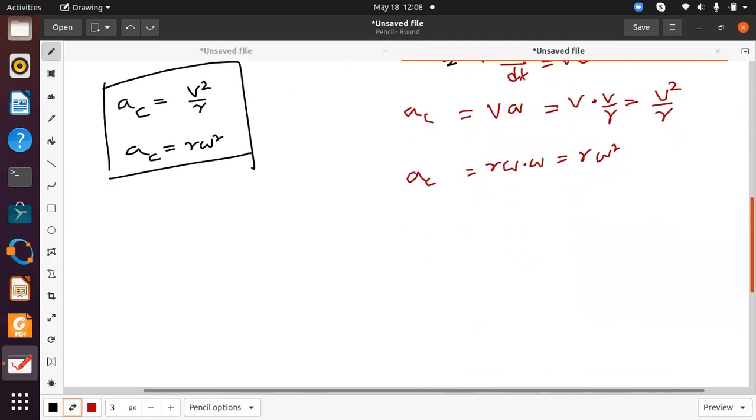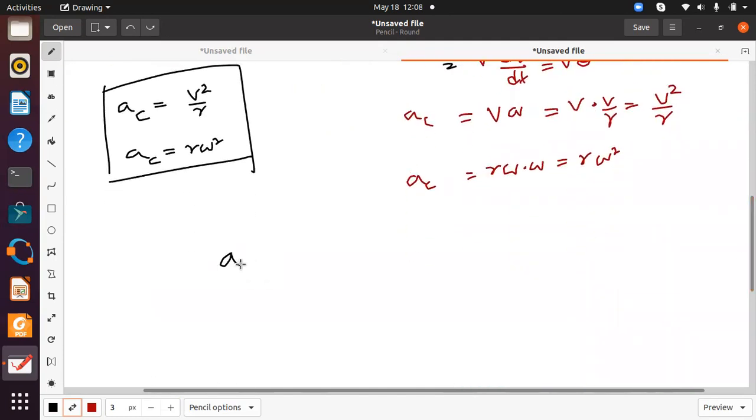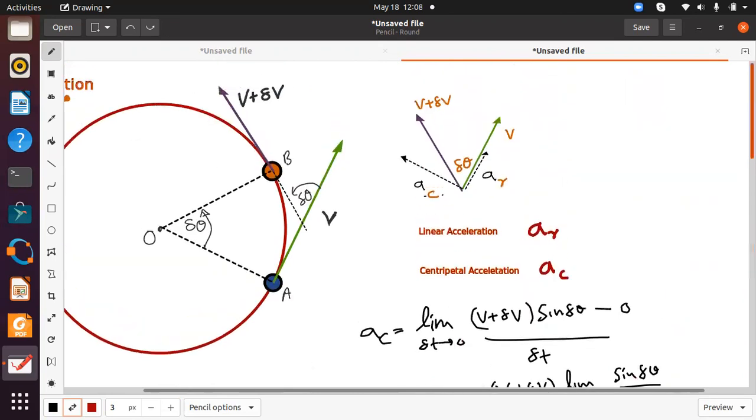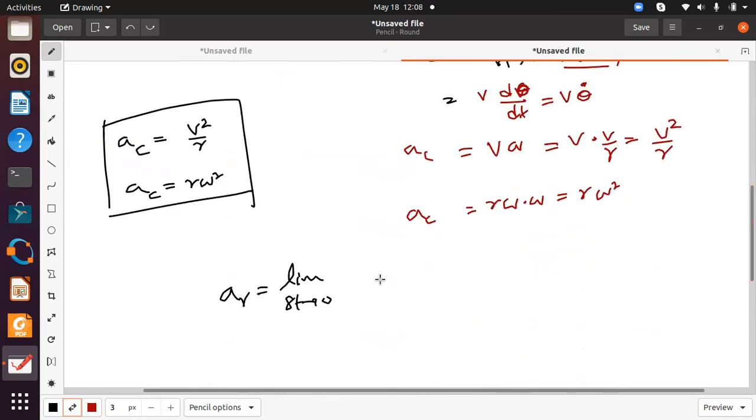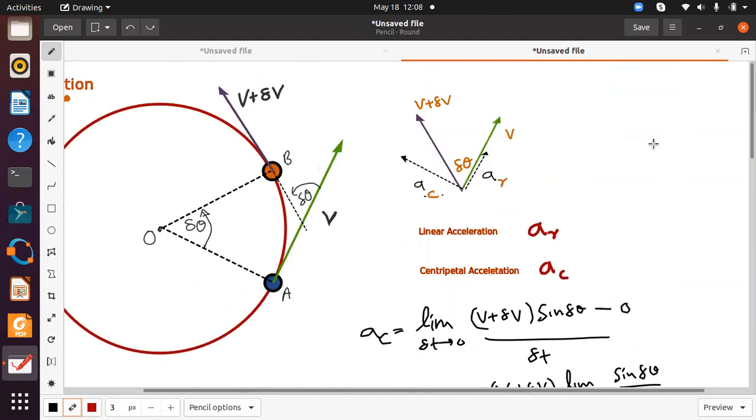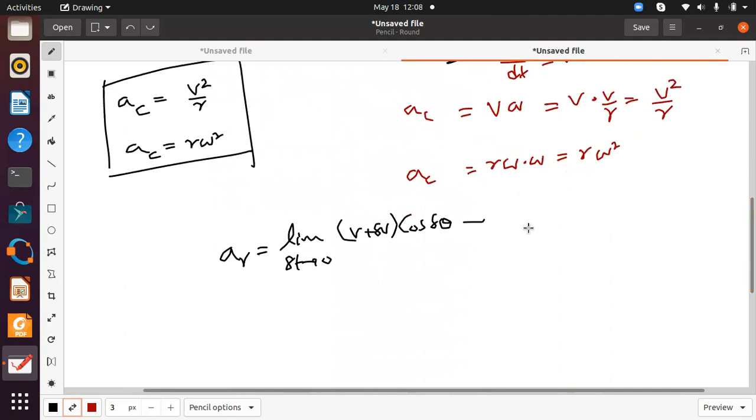So a_t can be defined as the limit as delta t tends to 0. In this direction, (v plus delta v) cos delta theta minus the starting velocity, which is v in the same direction, and then you divide it by delta t because we are looking at the rate of change of velocity.